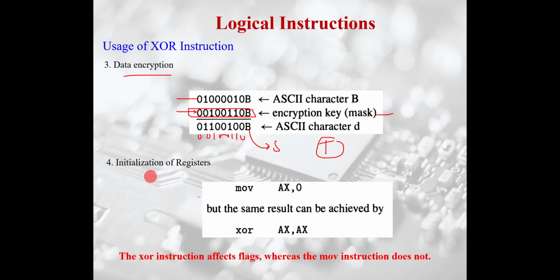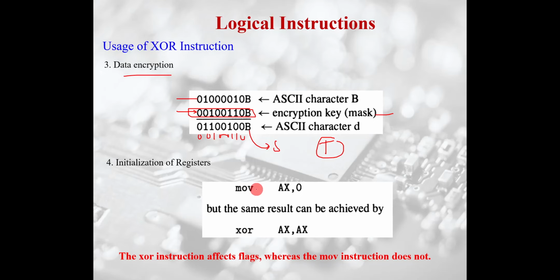Another usage is initialization of registers, right? So we can do MOV AX, 0, so this AX will be set to 0, but in this case, since it's a move operation, the flags will not be affected. Suppose you want the flags also to get affected.